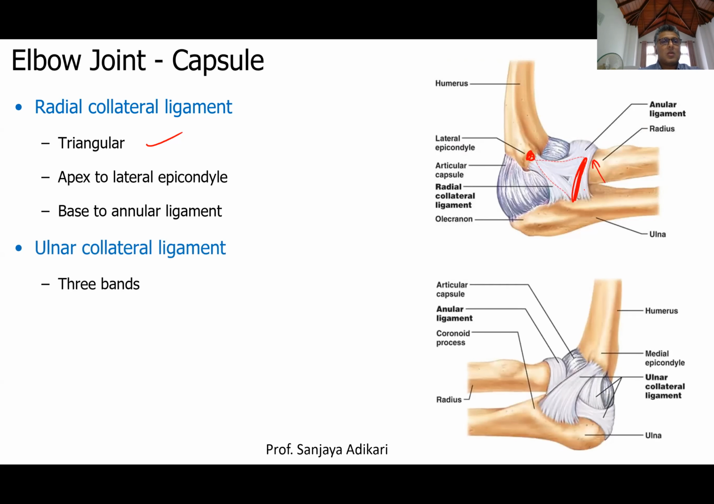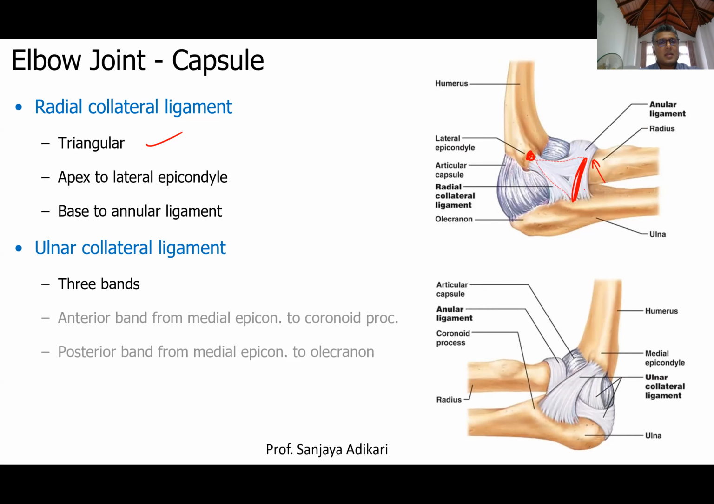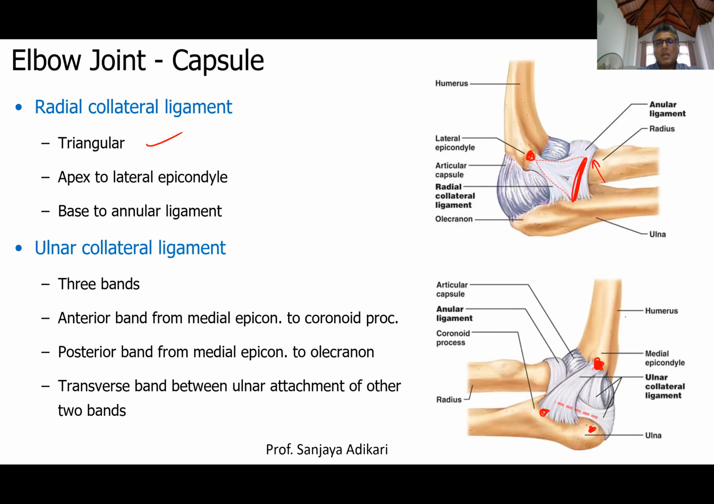Then the medial collateral or ulnar collateral ligament has three bands. The anterior band is attached between the medial epicondyle and the coronoid process of the ulna here. The posterior band is between the medial epicondyle and the olecranon, and there is a transverse band between the attachments of the anterior and posterior bands, that is between the coronoid process of the ulna and the olecranon. So these are the three bands of the ulnar collateral ligament.